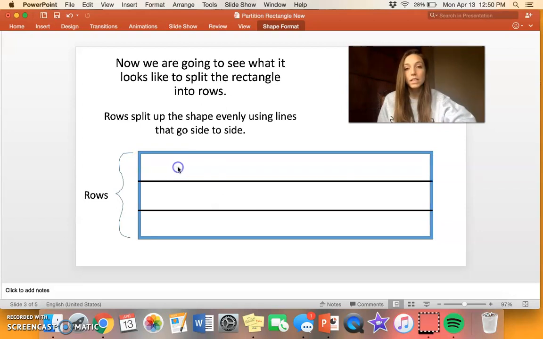Looking at this rectangle, I would like for you to count with me how many rows I have. So I have 1, 2, 3. I have 3 rows.